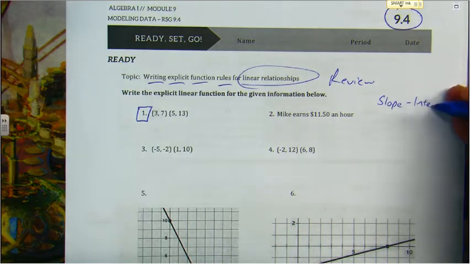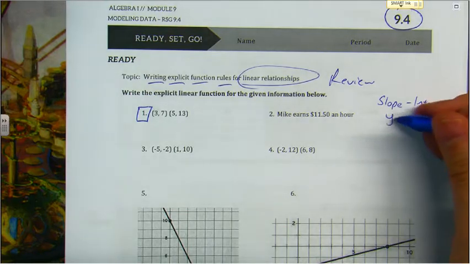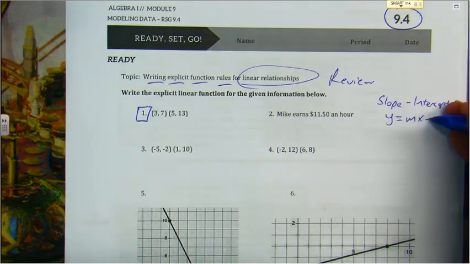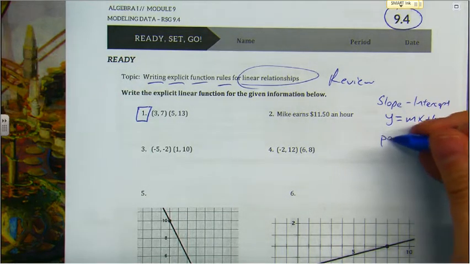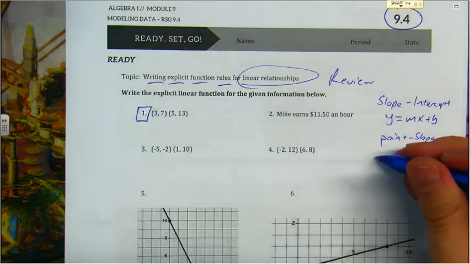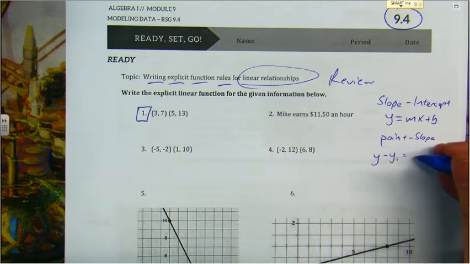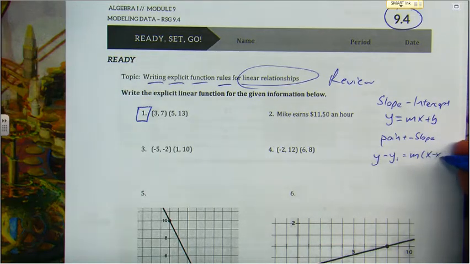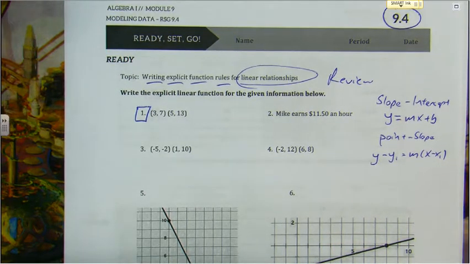We know that there is slope-intercept form, which is your simple y = mx + b. And we know that there is the point slope form. And this is going to be your y - y1 = m(x - x1). Either of these will work.